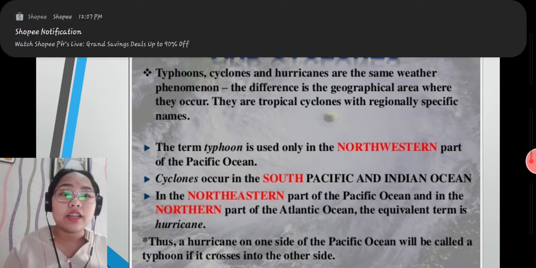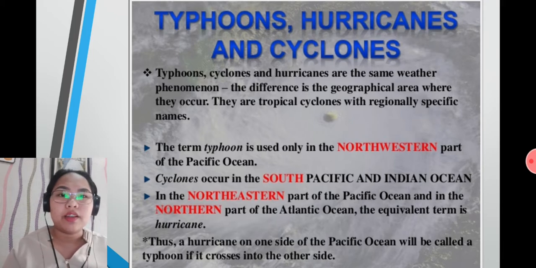They are tropical cyclones with regional specific names. Number 1, the term typhoon is used only in the northwestern part of the Pacific Ocean. Take note of that. Cyclones occur in the South Pacific and Indian Ocean. Third one, in the northeastern part of the Pacific Ocean and in the northern part of the Atlantic Ocean, the equivalent term is hurricane. So a hurricane on one side of the Pacific Ocean will be called a typhoon if it crosses into the other side.